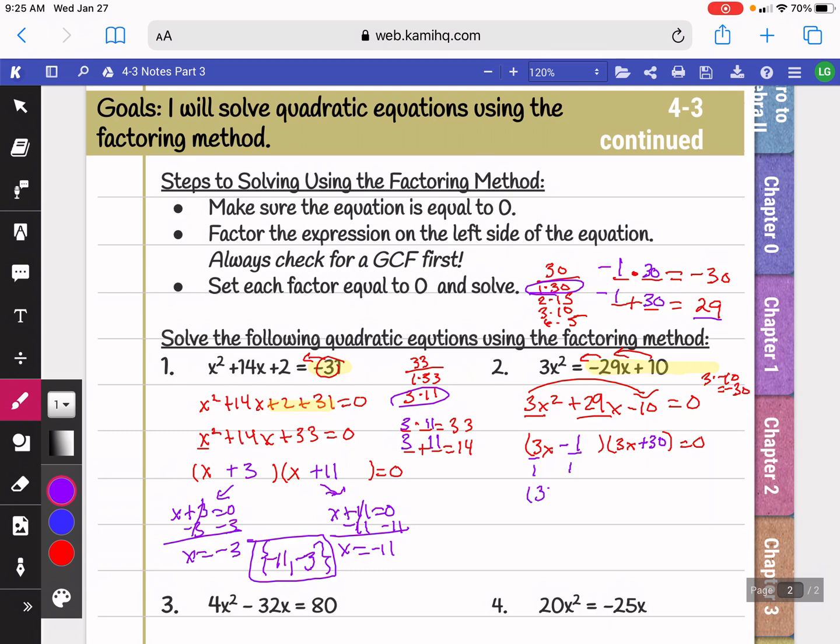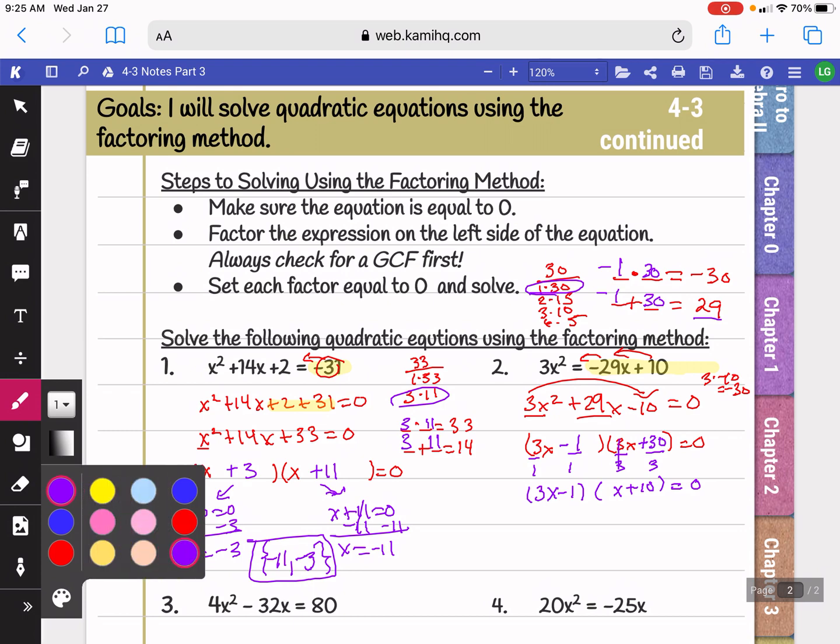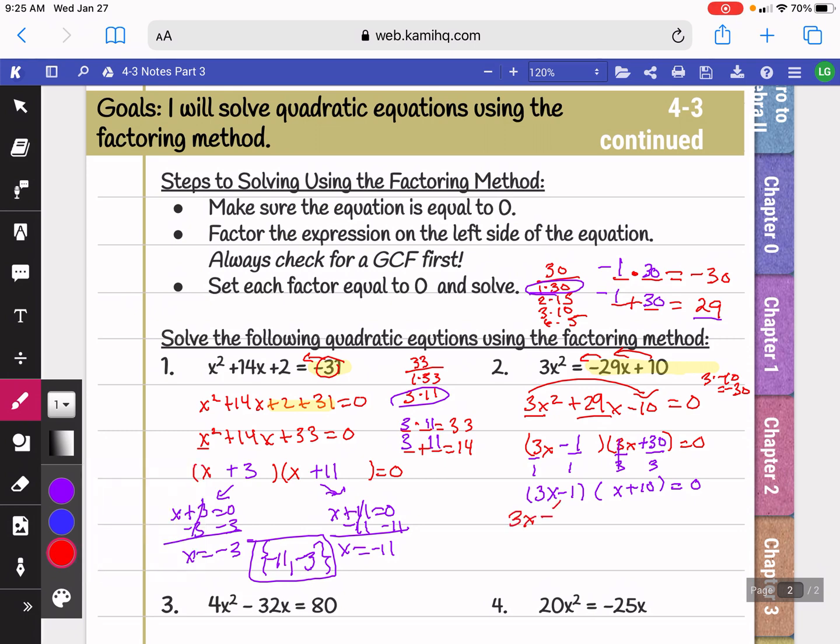So that stays the same, 3x minus 1. In our second parentheses, I can divide 3x and 30 by 3. So that's actually going to simplify to x plus 10. So my factors are 3x minus 1 and x plus 10. Now that I've factored my equation, I'm going to set each of those factors equal to 0 and solve for x. So I have 3x minus 1 equals 0 and x plus 10 equals 0. And we can solve those for x.